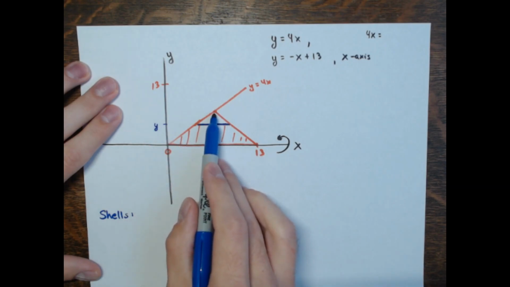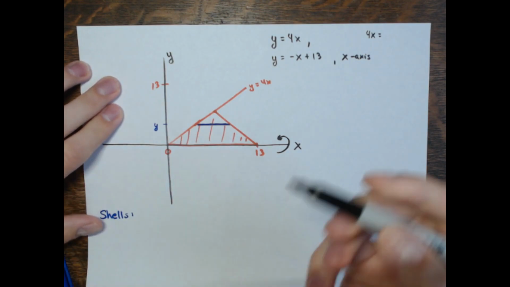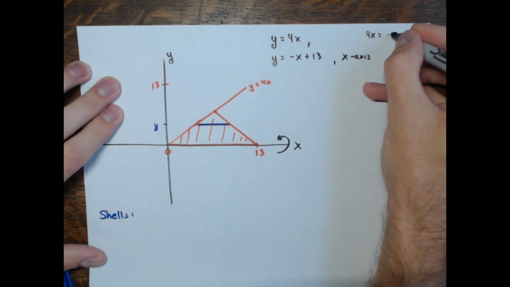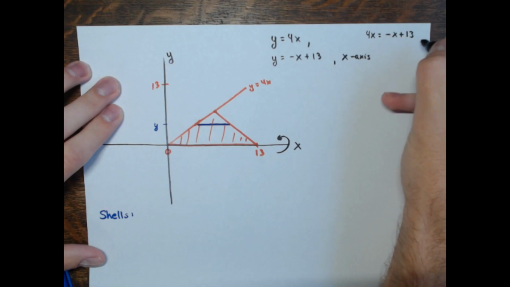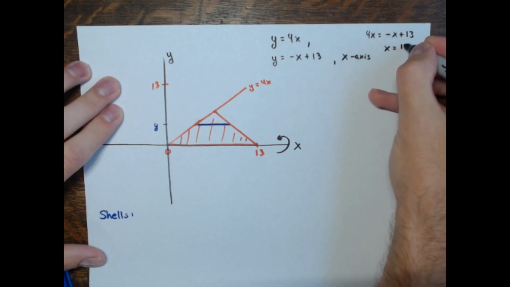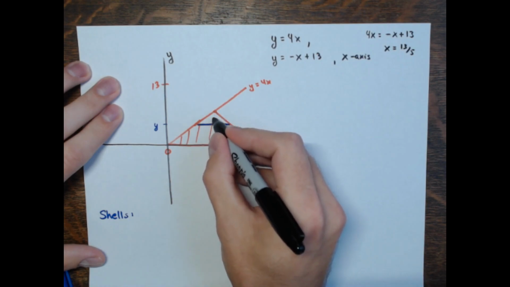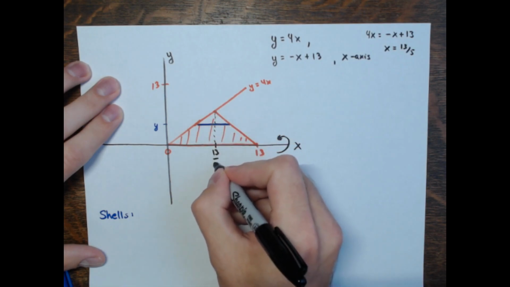No, I guess I do need to know where they meet. Oops. All right, so let's figure out where they meet. Where is 4x equal to negative x plus 13? Set them equal to each other. This would be when x equals 13 fifths. So this point where they meet has an x value of 13 fifths.